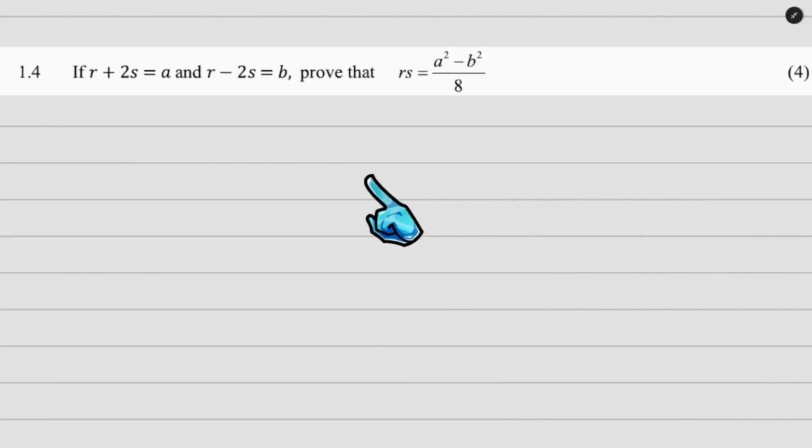Question 1.4 is a bit of a weird one. So we've got prove that RS equals this thing, and we've been given these two equations. If they say prove that, it means that you're only allowed to work with one side of the equation. So it's normally the more complicated side you go for. So I'm going to grab the right hand side of this equation.